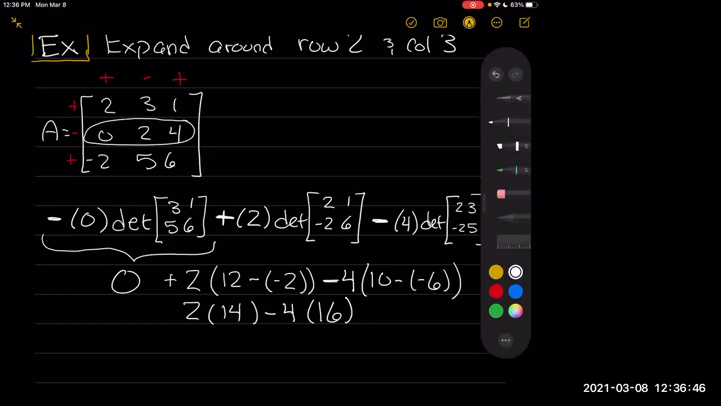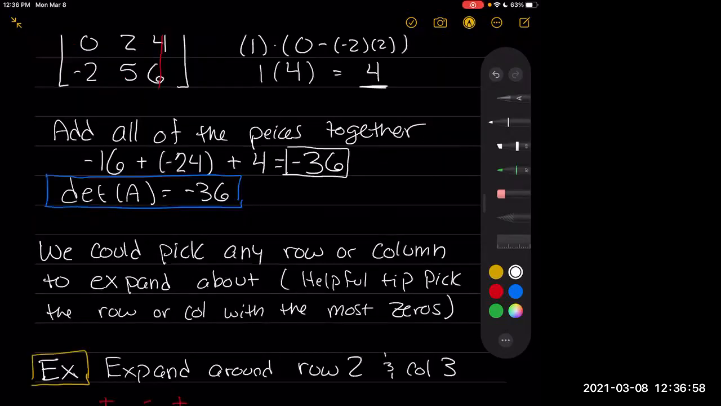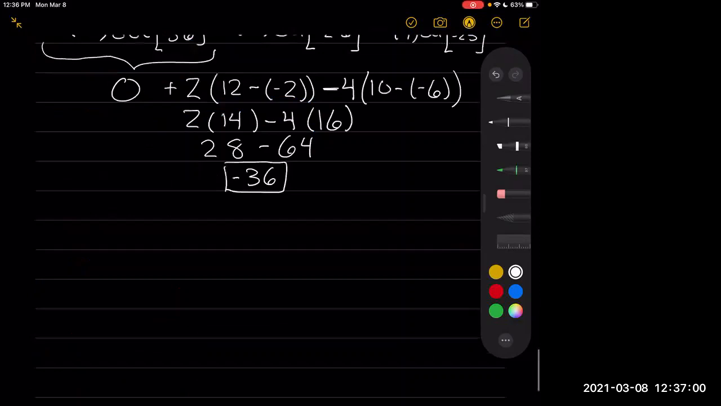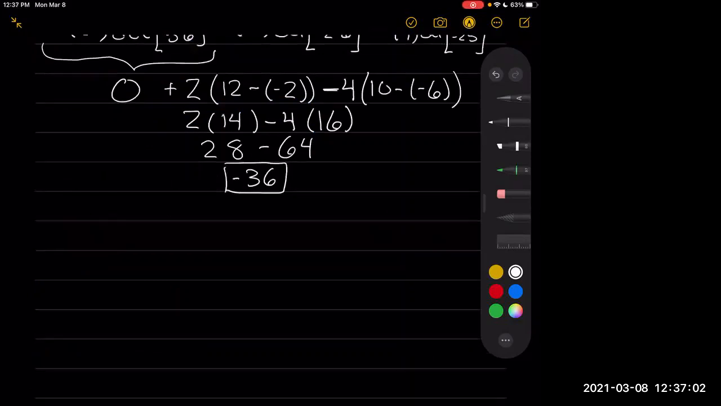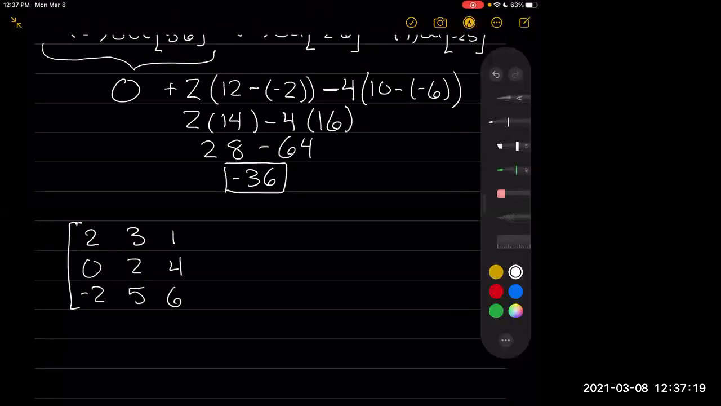And so writing this out, this is a 28 minus a 64, which equals negative 36. This matches exactly what we got up here. So there we go. And now we're going to do it one more time, but we're going to go about column 3. So I'm going to give myself a little more room. Okay, so 2, 3, 1, 0, 2, 4, negative 2, 5, 6.